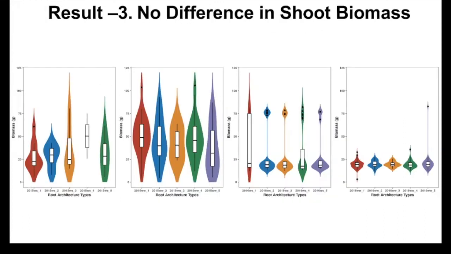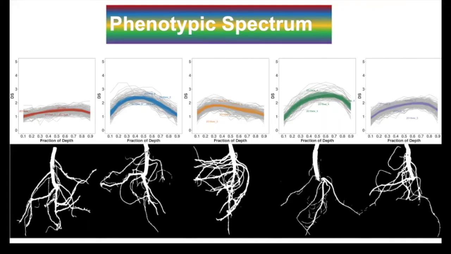Third, we find the above-ground biomass does not differ significantly between root architecture types according to an ANOVA test. So we hypothesize that the biomass homogeneity arises from the plant's strategy to optimize water and nutrient uptake on the population level. Based on our findings, we want to introduce the phenotypic spectrum as a new concept to describe the phenomenon that a single genotype can display a finite number of distinct root architecture types in one environment.